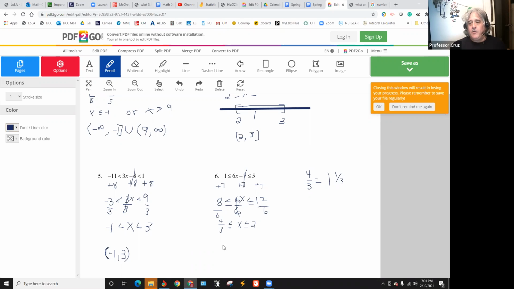Now, we don't really need to do the graph so much, but I just wanted to show you. Okay, so this is a bracket, and then 2. So we can just say if we had 1 and 2 here, 4/3 would be right about here, because it's 1 1/3.